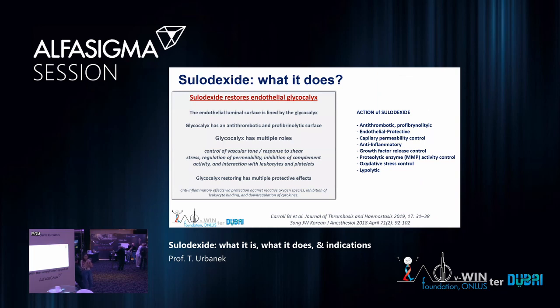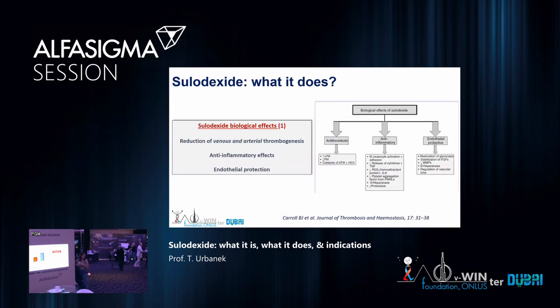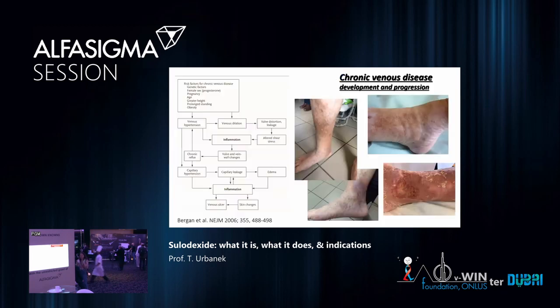What it does: sulodexide restores the glycocalyx. It has very pluripotential activity. The glycocalyx has multiple roles: control of vascular tone, response to shear stress, regulation of permeability, inhibition of complement activity, and also interaction with leukocytes and platelets. The surface of the glycocalyx has antithrombotic and profibrinolytic properties. Speaking about the biological effects, we should mention reduction of venous and arterial thrombogenesis, anti-inflammatory effects, and also an endothelial protective effect.